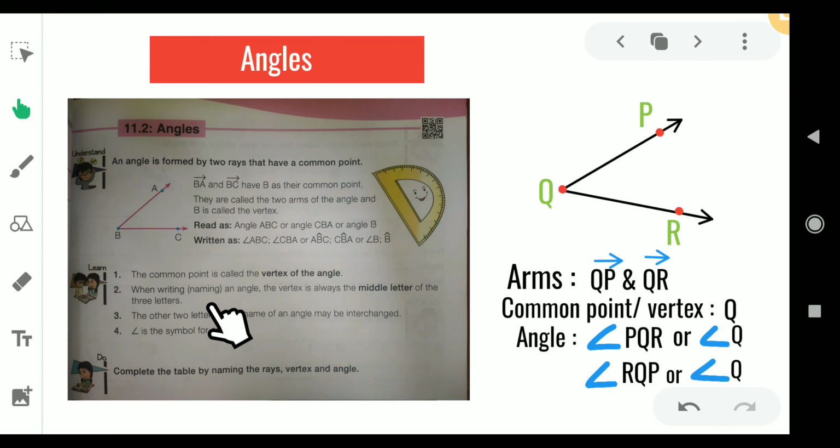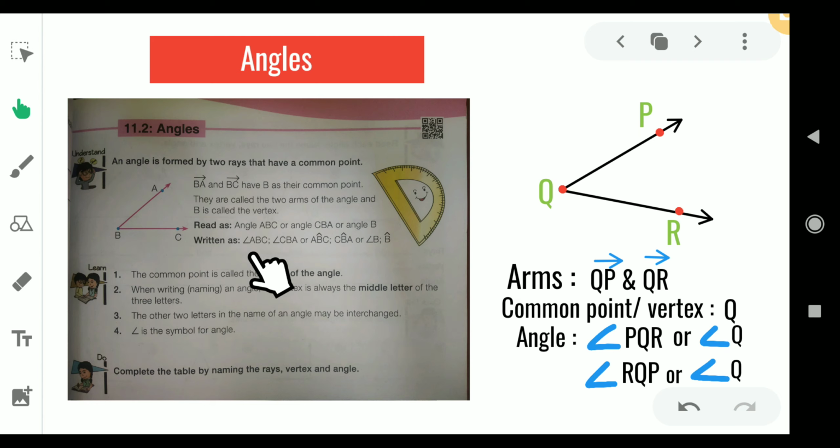So whenever naming an angle, the common point or vertex of the angle must be the middle letter of the 3 letters. So here also you can clearly observe that B is the middle of C and A. Here as well it is the middle of A and C. Here also B is the middle of C and A, which means the common point or vertex should be the middle letter of the 3 letters.